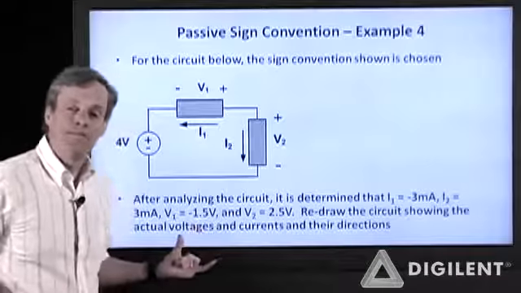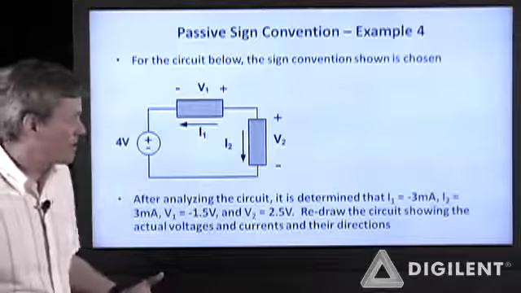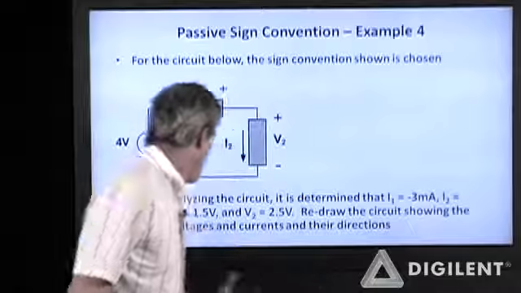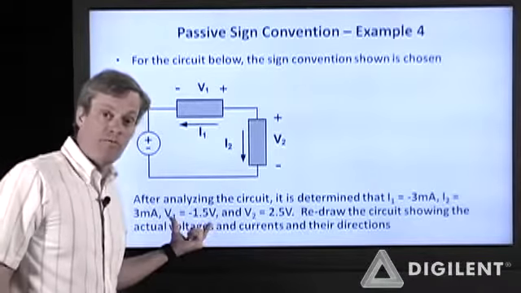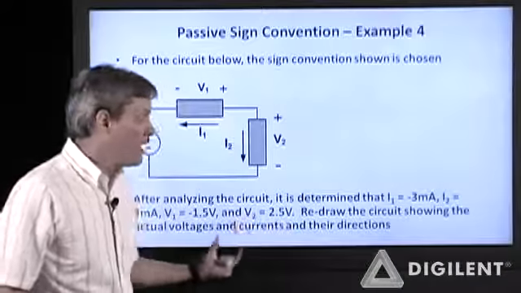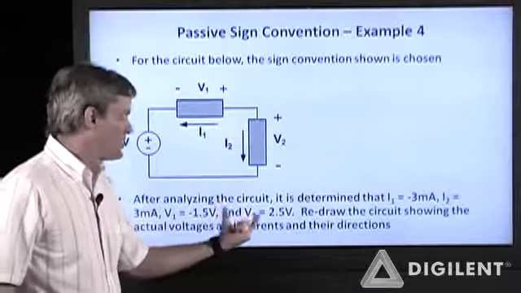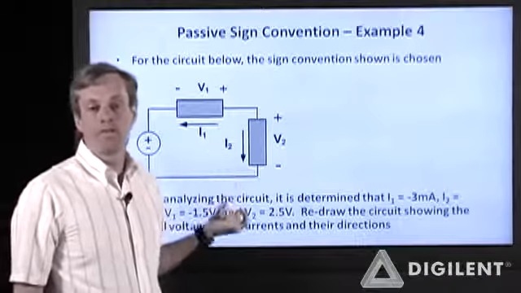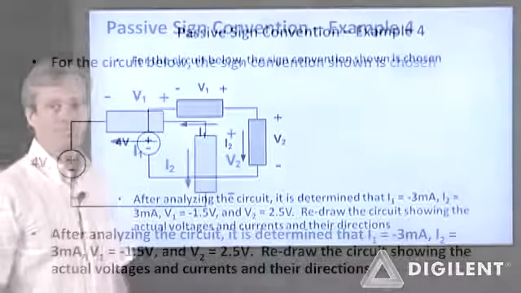Now, I'm going to claim that I've secretly gone off and done some analysis. After I've analyzed the circuit, I determined that I1 turns out to be negative 3 milliamps, I2 is positive 3 milliamps, V1 is negative 1.5 volts, and V2 is positive 2.5 volts. I want you to redraw the circuit showing the voltages and currents and their actual directions rather than their assumed directions. So give that a shot, come back, watch me do it.